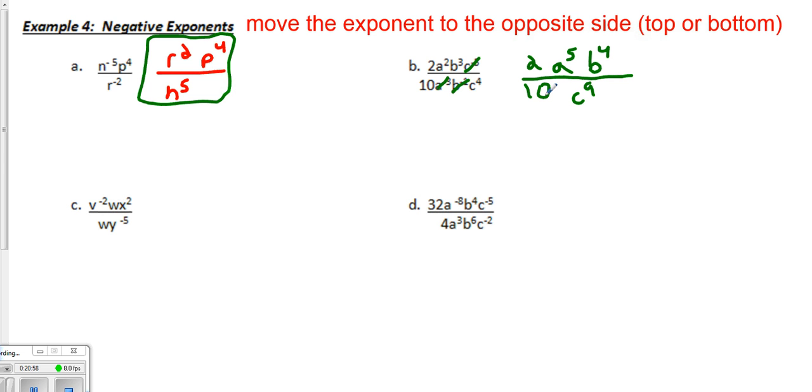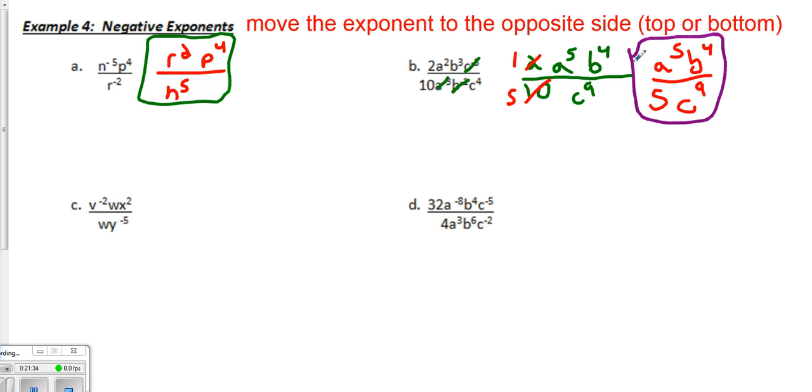Now it might seem like we're just about done, except 2 over 10 we can reduce. 2/10 is the same as 1/5. We can divide both of them by 2. And we don't need this 1 here. 1 times a to the 5th, b to the 4th, we can get rid of that 1. So on the top we would just have a to the 5th, b to the 4th, over, we still need this coefficient of 5, c to the 9th. And this would be our final answer then. This is our simplified version of this fraction.